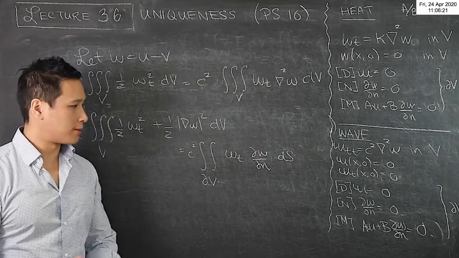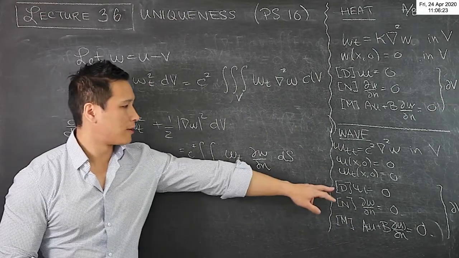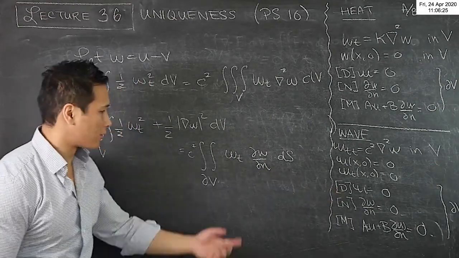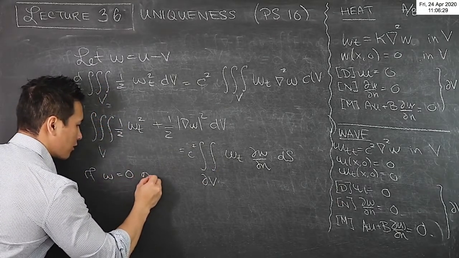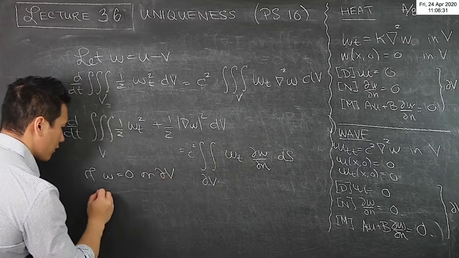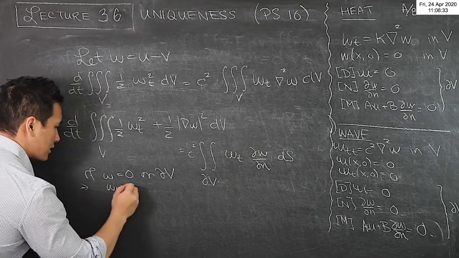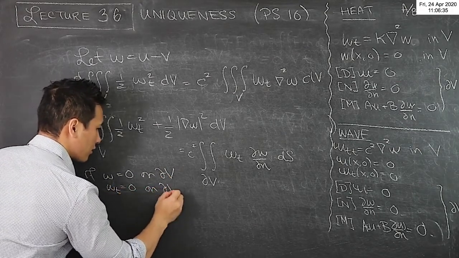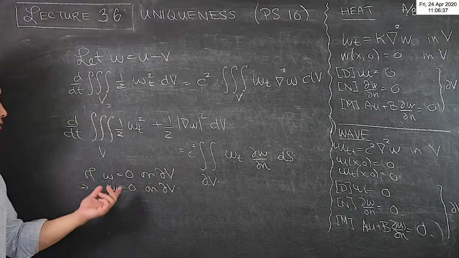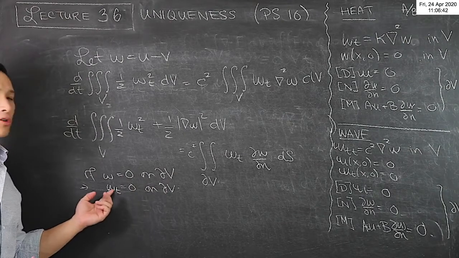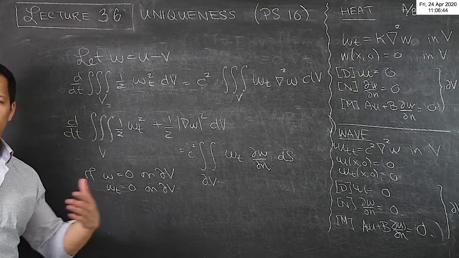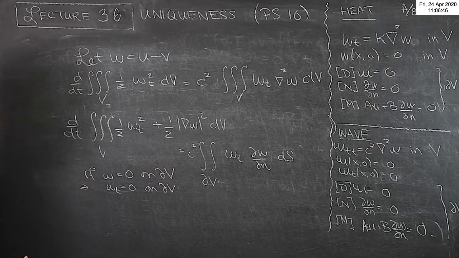Okay, let's talk about them in turn. Firstly, if w is equal to 0 on the boundary of v, then wt is equal to 0 on the boundary of v, right? Because here you're evaluating points in x, and so you're free to take a derivative in time, because it's just the way the partial derivative works.